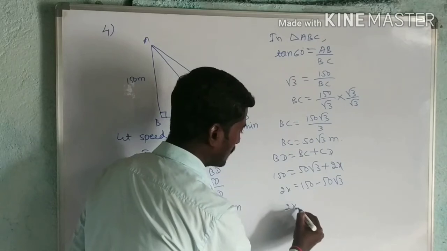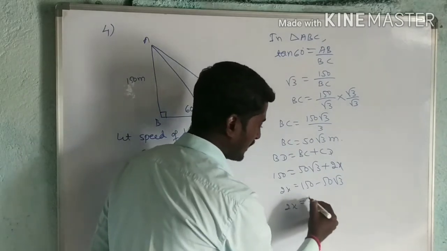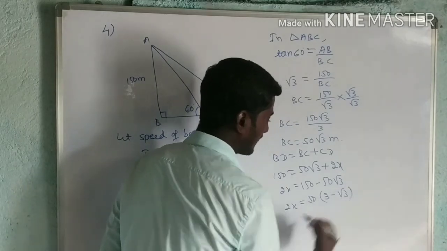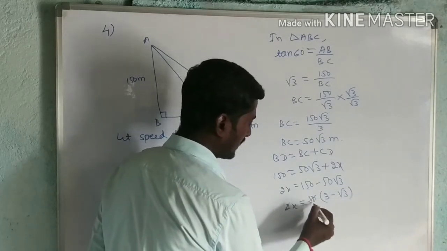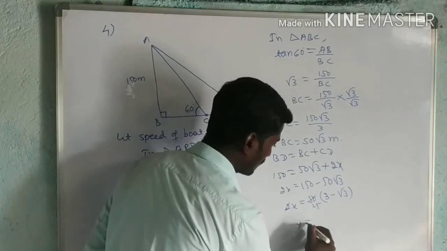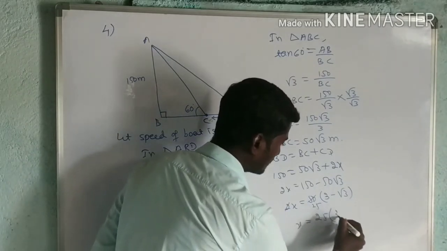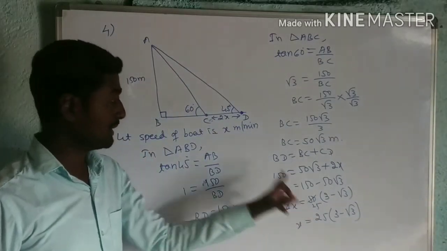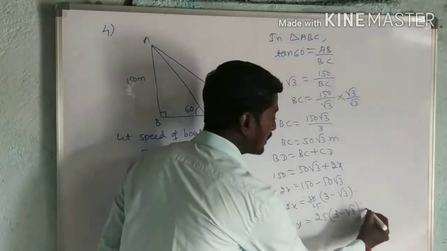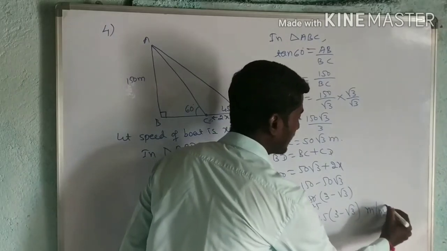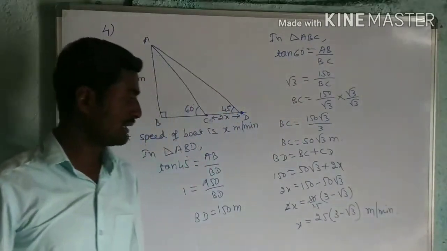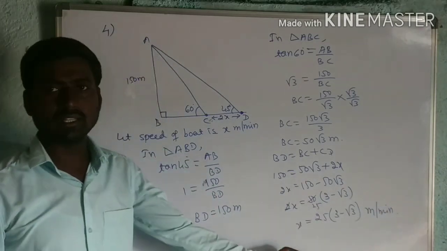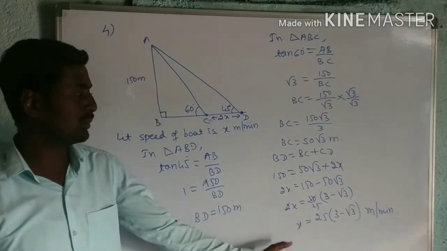Now 2x equals, I will take 50 common here. Inside what will be there? 3 minus root 3. 2 5s are 10, 25s are. So x is equal to 25 into 3 minus root 3. That is the speed of the boat. That unit is meter per minute. The speed of that boat is 25 into 3 minus root 3 meter per minute. At the end you write the conclusion also. The speed of the boat is this one.